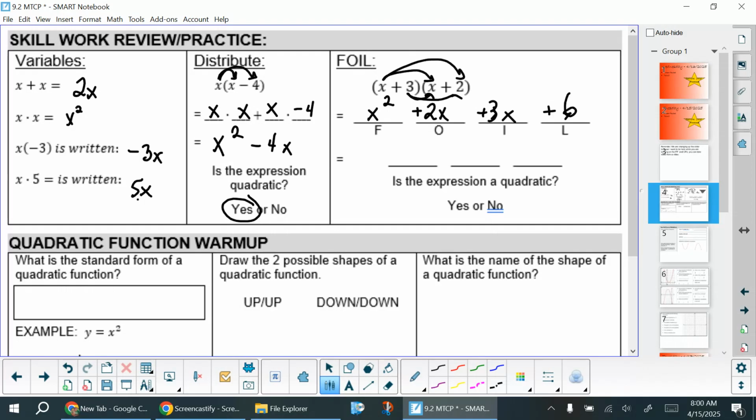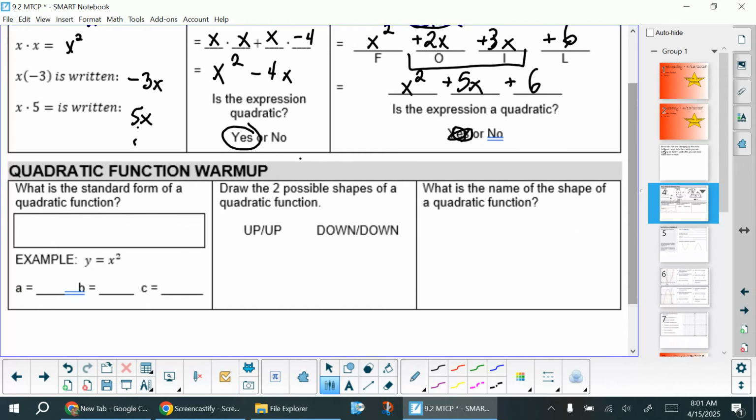Then we have to remember to combine our like terms in the middle. So x squared, we've got 5x in the middle, plus 5x, and then a plus 6. Make sure you got those plus signs. This is not 3 separate things. It's one big expression, and this is a quadratic expression, yes. So you can see the distributing and the FOIL we did last chapter is really important because it's going to be how we get quadratic functions, or quadratic equations at this point, I guess.